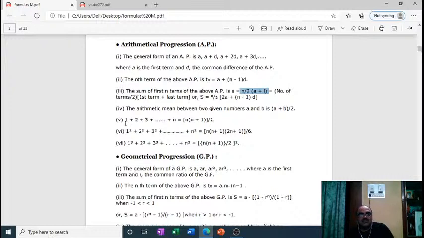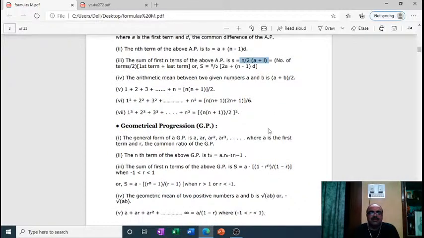So for a series like 1, 2, 3 up to n natural numbers, the sum is equal to n into n plus 1 by 2. Then their squares, 1 square, 2 square, 3 square up to n square, the sum is n into n plus 1 into 2n plus 1 by 6. And for cubes, it is n into n plus 1 by 2 the whole square.